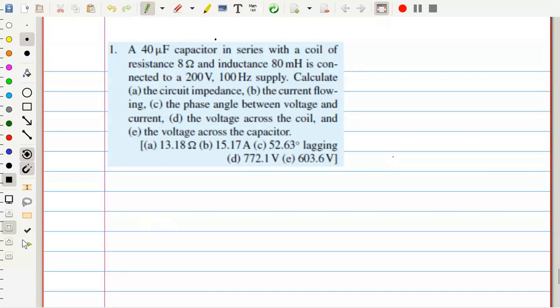A capacitor is there in series with a coil of 8 ohms and inductance of 80 millihenry. So I am putting all these things. You can put it as it is or in your own convenient way. First you can draw the coil and capacitor, or capacitor and coil. It's your wish. So this is a capacitor, and there is a coil. The coil has a resistance and its inductance.